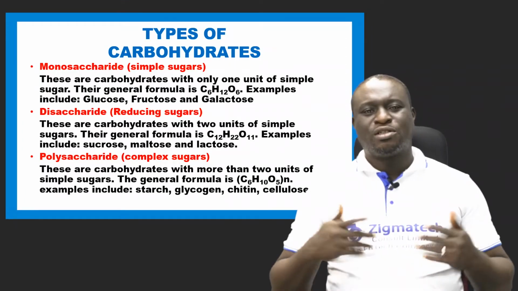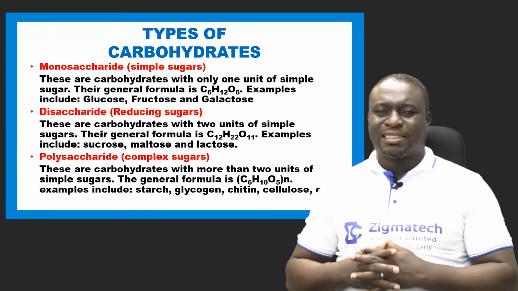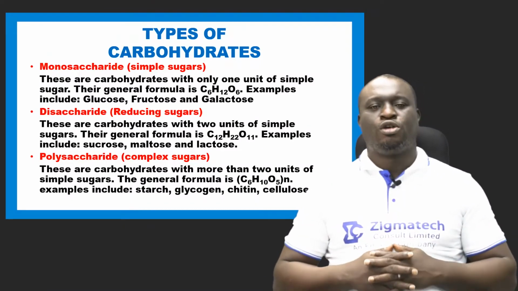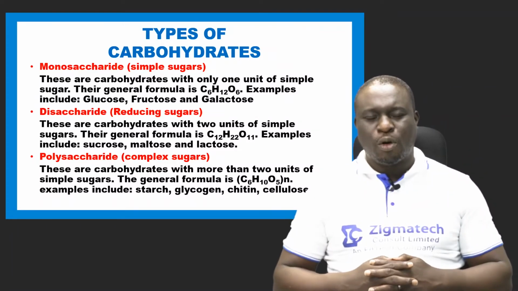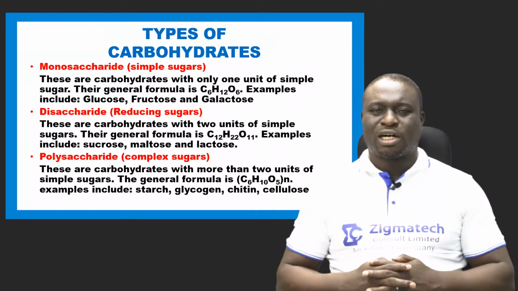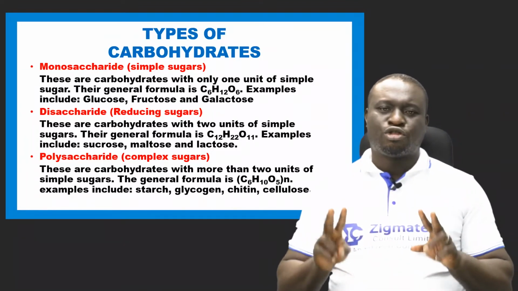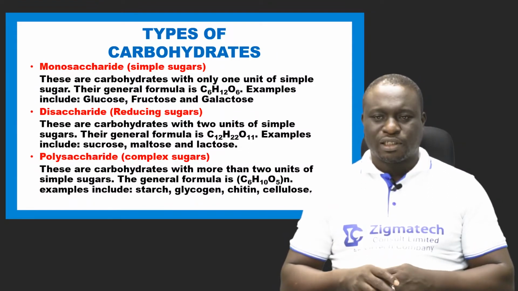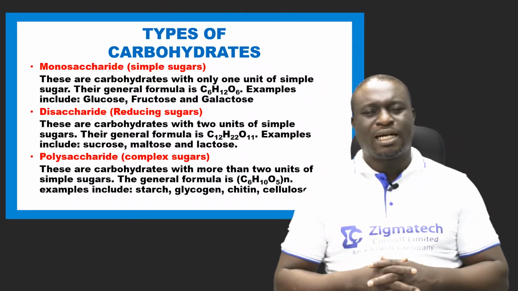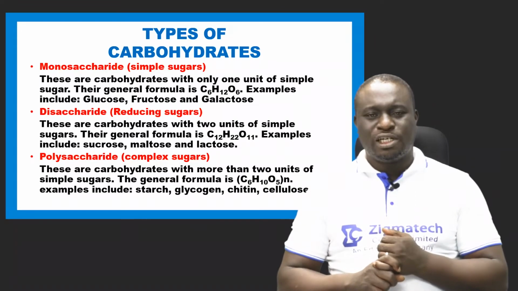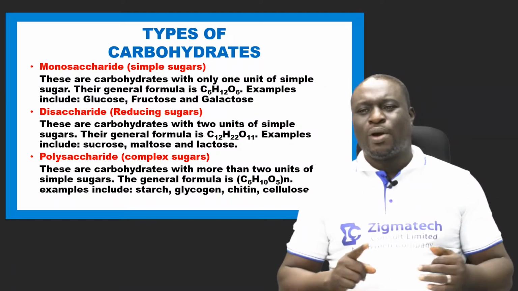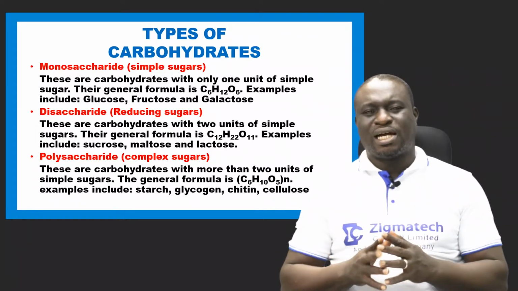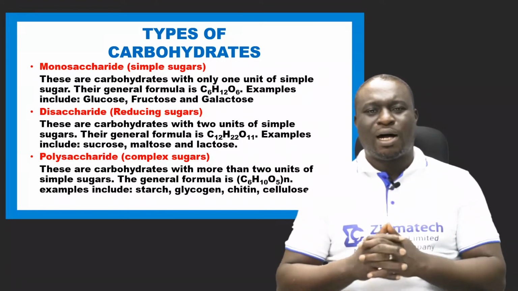Then number 3, we have polysaccharides. The word poly means many. So it is a type of carbohydrate that is made up of more than 2 units of simple sugars. Monosaccharides, 1 unit; disaccharides, 2 units; and polysaccharides, more than 2 units of simple sugars. Examples of polysaccharides are glycogen, starch, cellulose, chitin, and so many others.